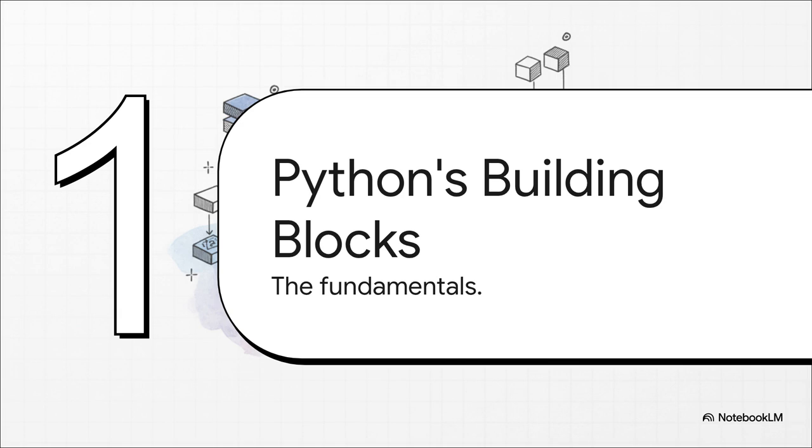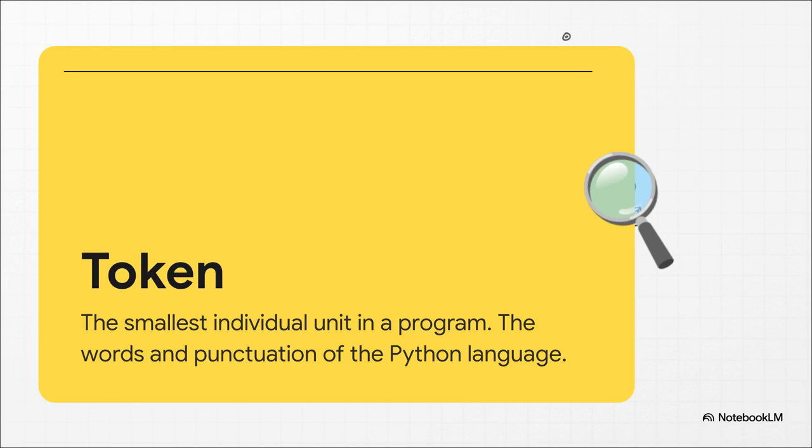You know, every single complex program out there is built from these simple parts. If you master these, everything else that comes after is going to make so much more sense. It's the foundation for everything. So, what's the smallest possible piece of a Python program? It's called a token. The best way to think about this is like Lego bricks. Just like sentences are built from words and punctuation, your Python code is built from these little tokens. They are the individual bricks you use to build everything.